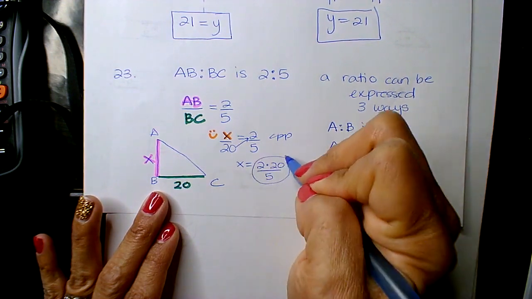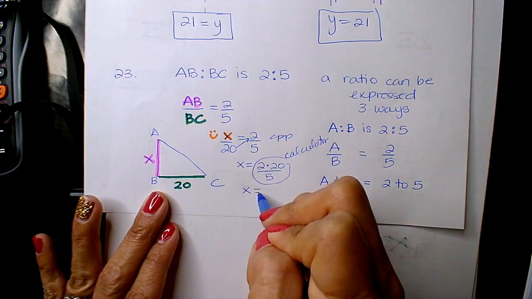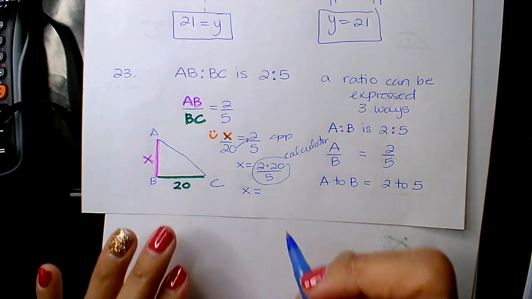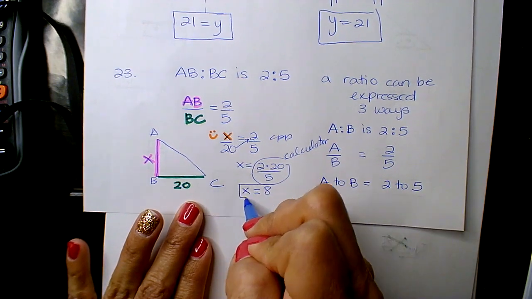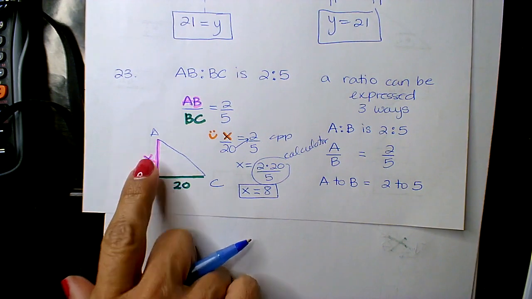Throw that into a calculator, or you can solve it by mental math. And what do you get? What's 2 times 20? 40. What's 40 divided by 5? 8. And so X is 8. And so this is 8 and that's 20.